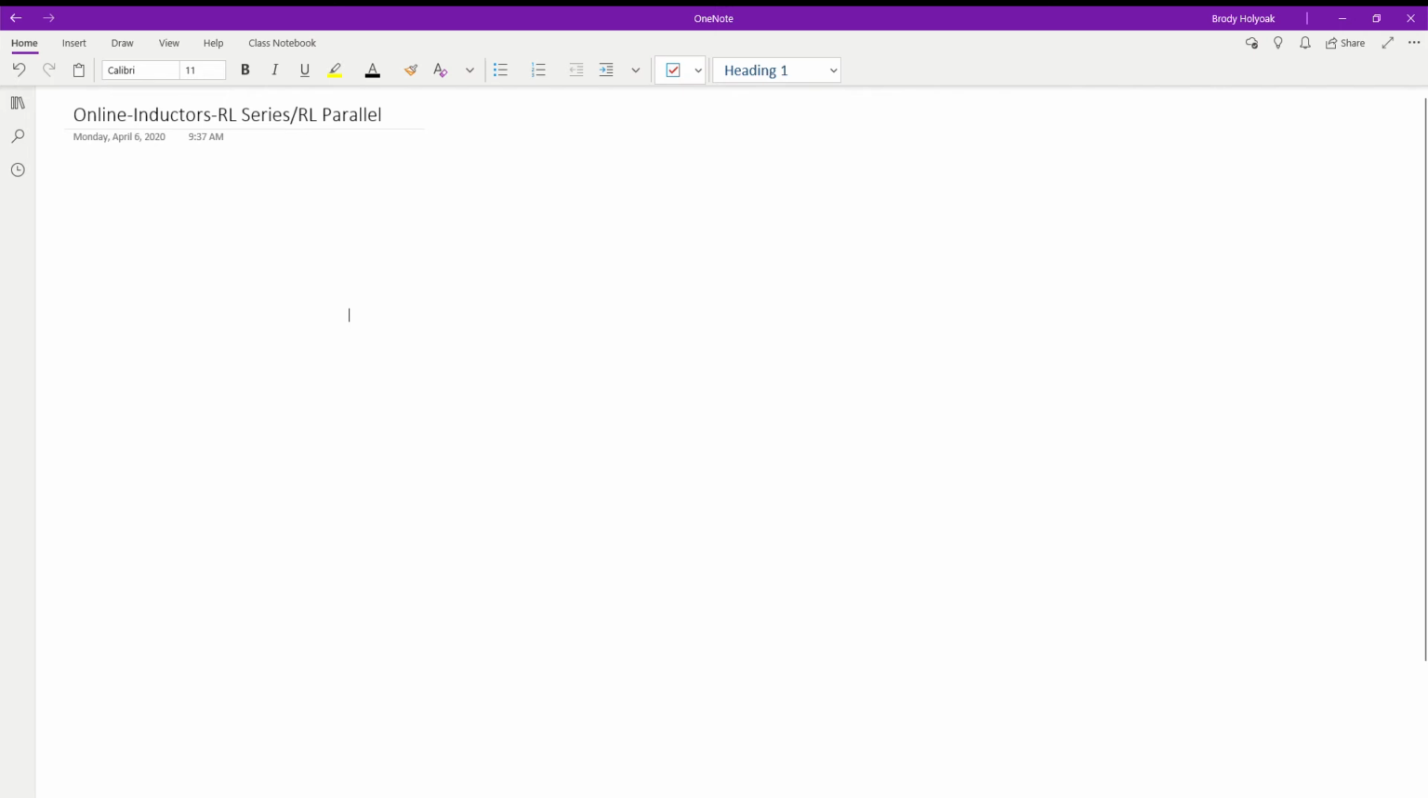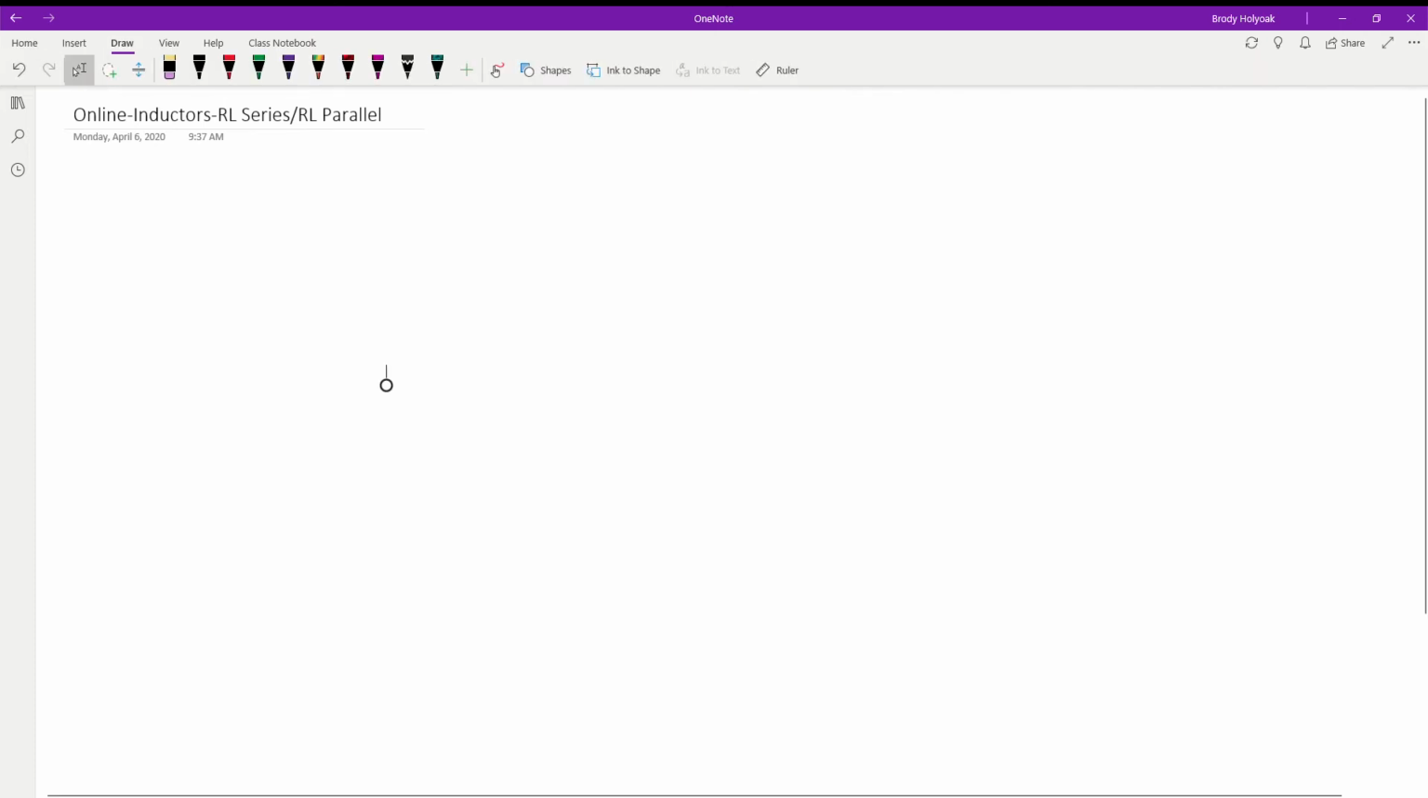All right, so we're going to go ahead and start again. So basically, we've got to think of an inductor. An inductor is what? And of course, I'm going to fight with this thing to start with. If I can get my pen to work. There we go.